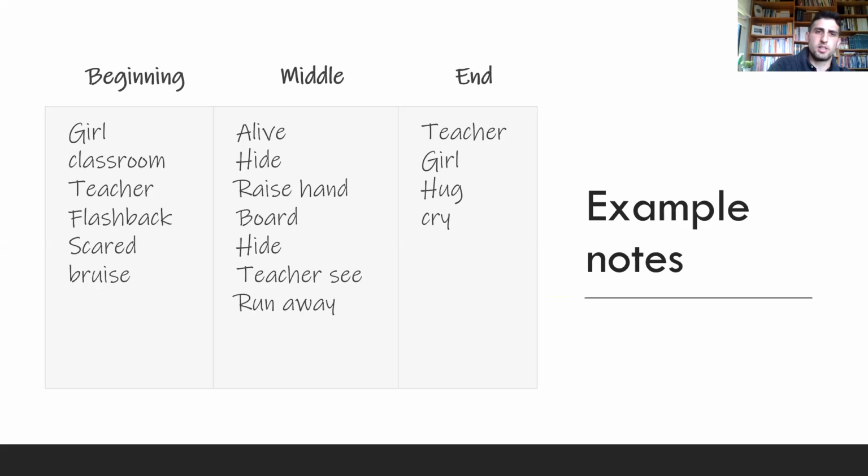So I'm going to talk about that first, and then I'm going to talk about the bruise that comes alive and moves around, and she tries to hide it, and then she accidentally raises her hand, and then she has to go to the board, and she tries to hide the bruise, but the teacher sees it, so she goes, and then there's the bell, it rings, right? Then she goes away, and in the end, they hug, right? And the girl cries.